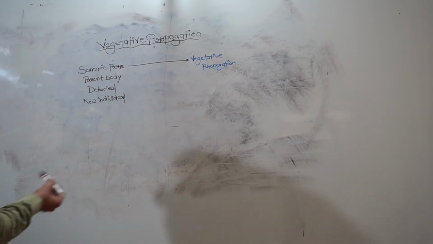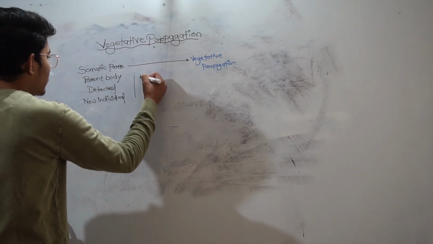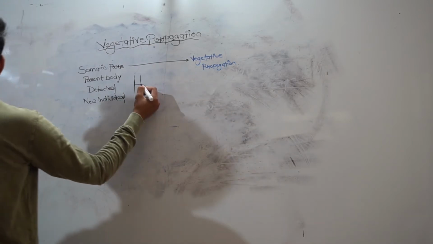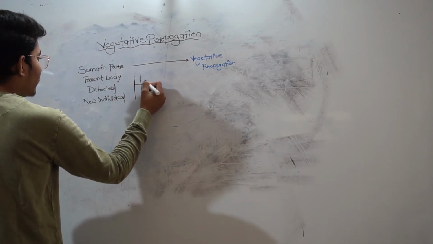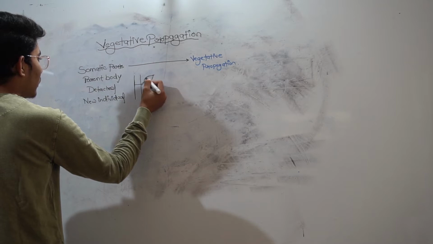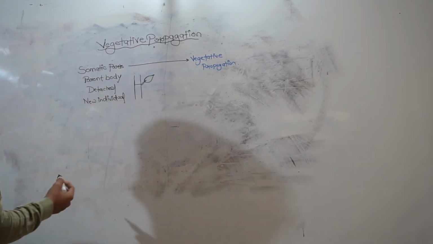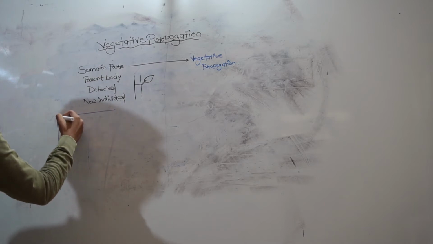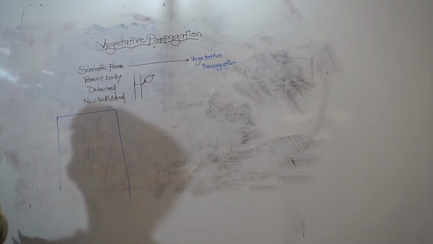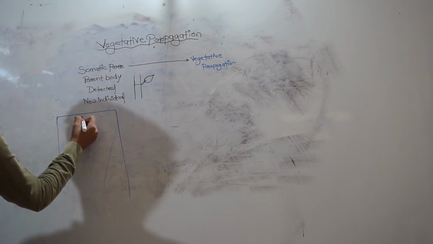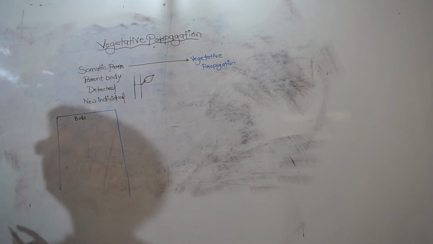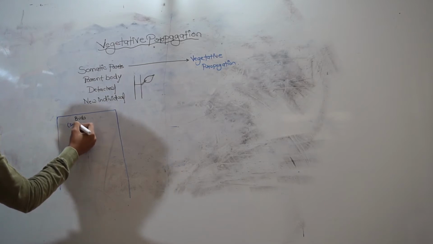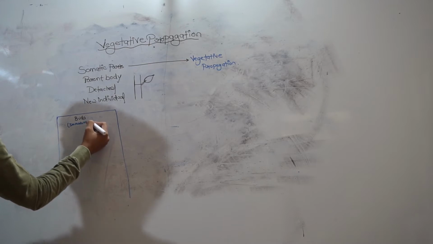So, let's say this is the stem, and this node has the presence of a leaf. If we talk about buds, buds are also known as immature shoots.